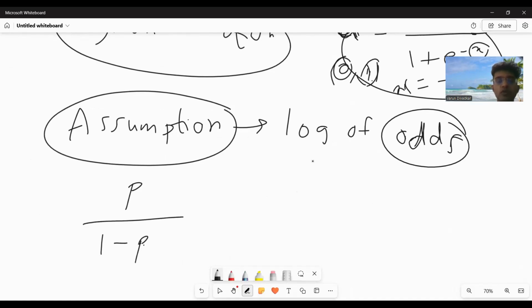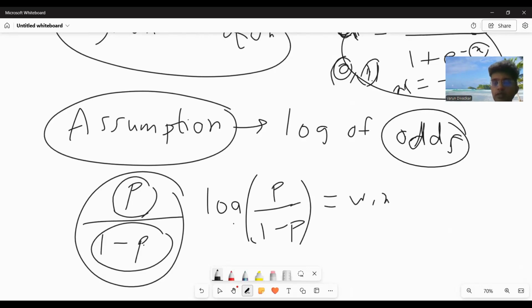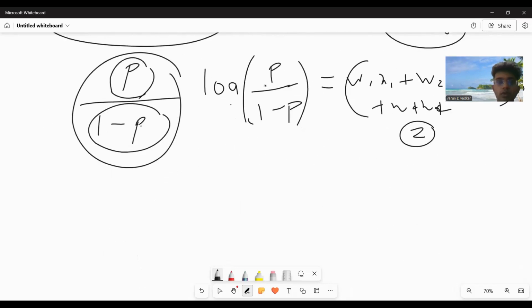So suppose the prediction is a default with probability P, then the probability of non-default is 1 minus P. So this ratio of P to 1 minus P, the log of that ratio is basically the straight line, W1 x1 plus W2 x2 plus W3 x3 plus W4 x4, okay? Let's represent this straight line by Z. So rewriting this, it becomes log of P by 1 minus P equals Z.